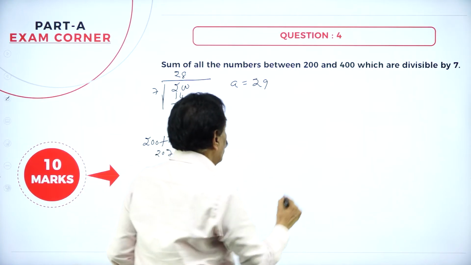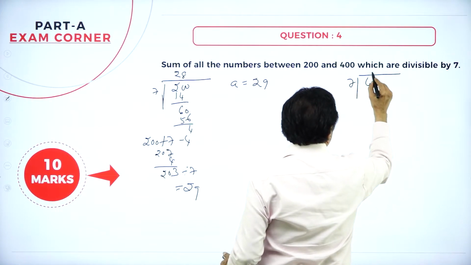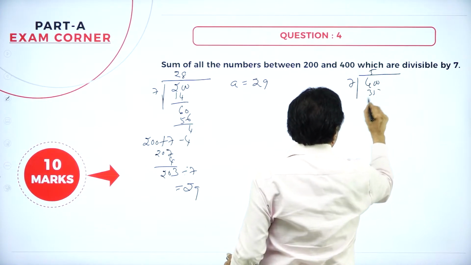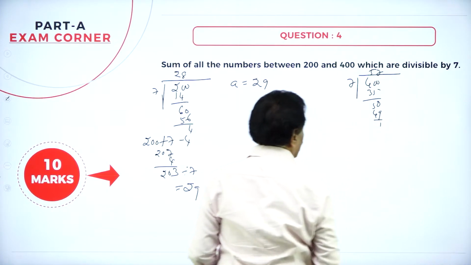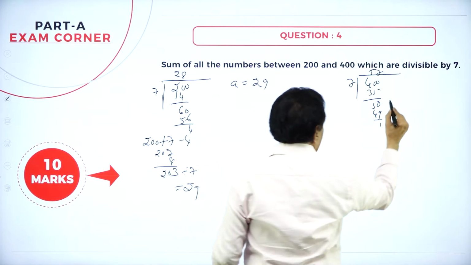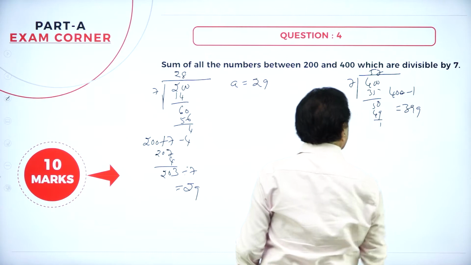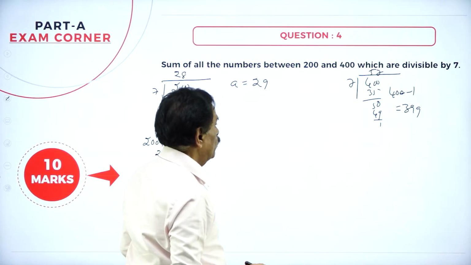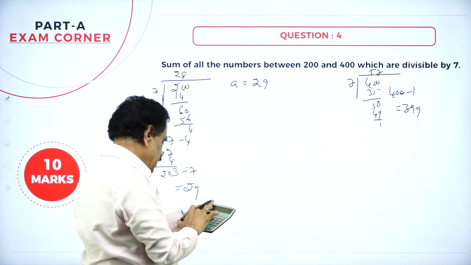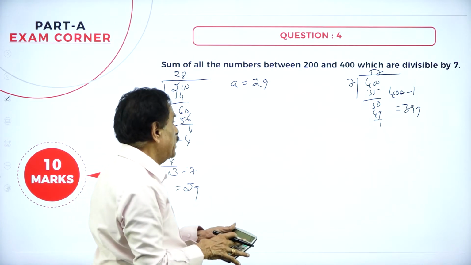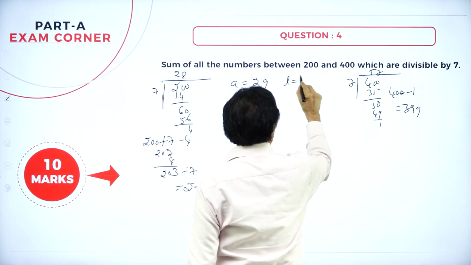Last number 400, divided by 7: 7 fives are 35, 5 remaining; 7 sevens are 49, 1 remaining. So what's the last number? The last number is 400 minus 1, which is 399. Is it divisible? See that, 399 divided by 7 is 57. So it is divisible, and the last number is 399.